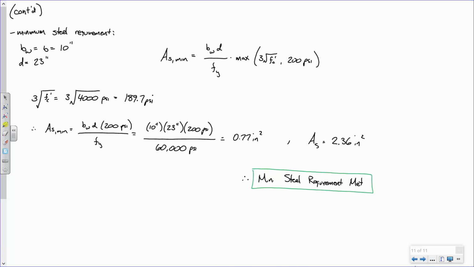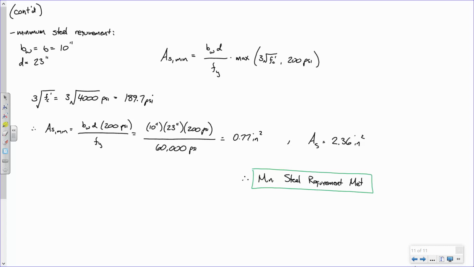The last thing, and this is what I had mentioned at the end of class, is something you could do on your own. This is a very brief set of calculations. For the minimum steel requirement, b sub w is the width of the web. For a rectangular beam, it's just the width of the beam, so that's 10 inches. The effective depth is 23 inches, just from the previous panel.